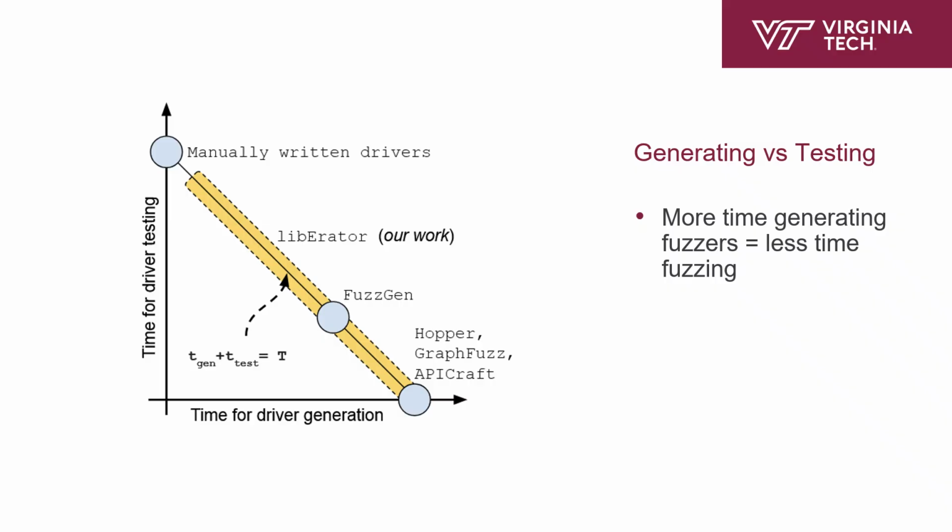Generating versus testing. As stated previously, the more time you spend generating fuzz drivers, the less time you spend fuzzing. And we have a graph here that shows how Liberator is able to operate on a variable basis and spend more time generating fuzz drivers, or less time generating the fuzzers and more time testing. You have examples where a manually written fuzzer takes no automated time to generate the drivers because they're written by humans. But of course, there's human cost to that, and so it tries to identify trade-offs.